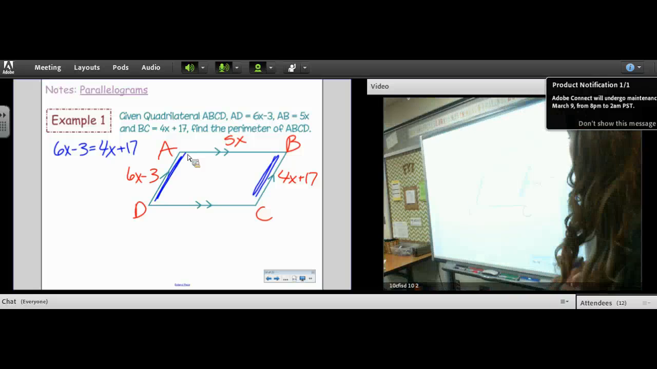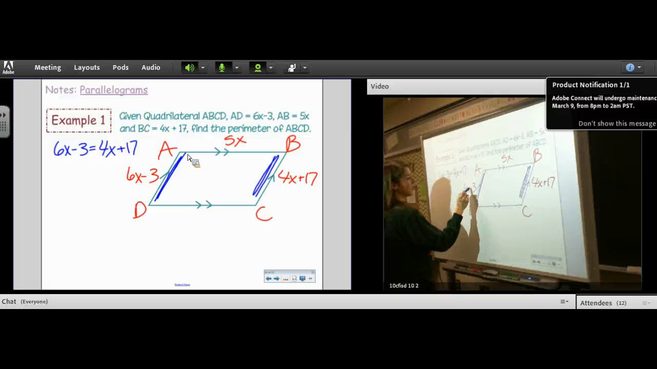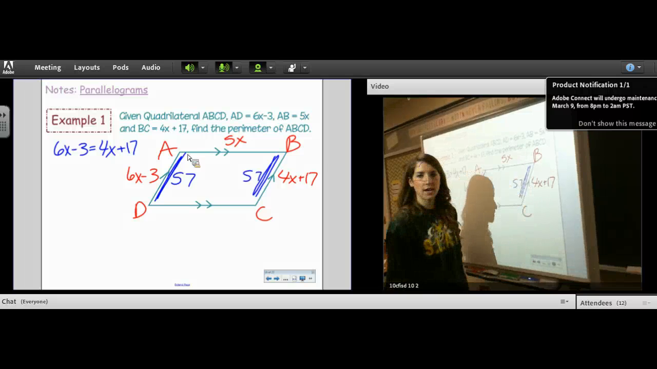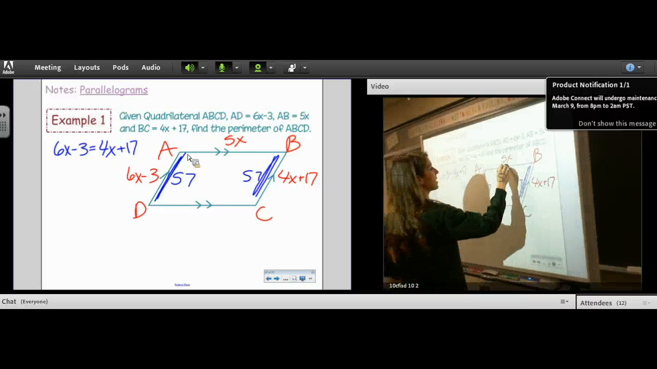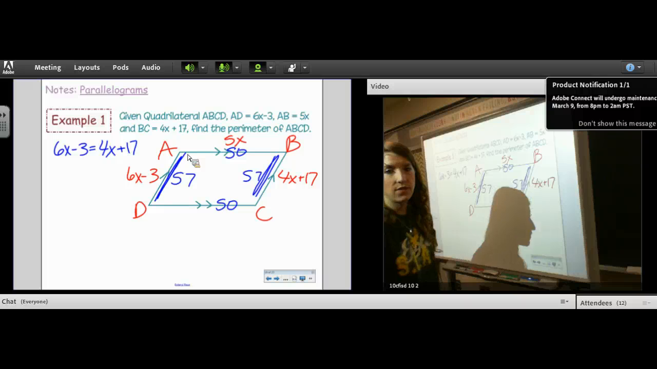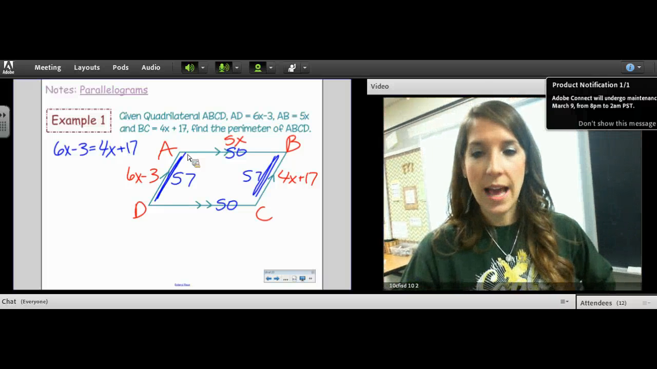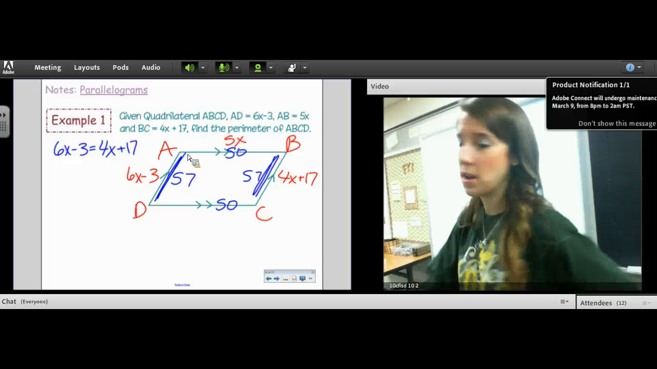10. Yes, very good. X is 10. So we've got 60 minus 3. So that's 57. I don't need to plug it in there. I know the opposite sides are congruent. So 57, 57. And then I'm going to plug it in here. So it's 50. And I know opposite sides are congruent. So it's 50, 50. So we're really making those properties work for us. So then we just add these up and we get 214. Is that what y'all got?